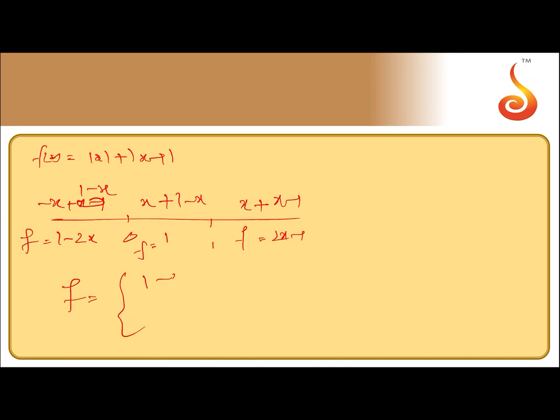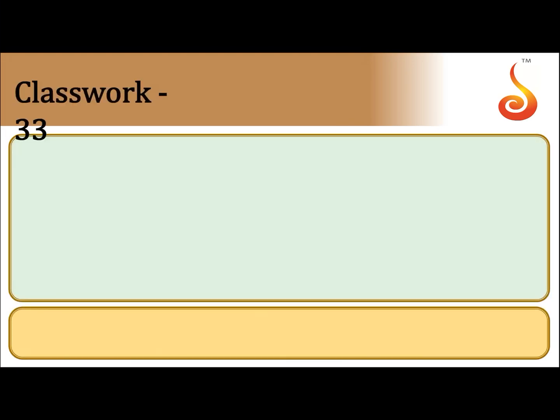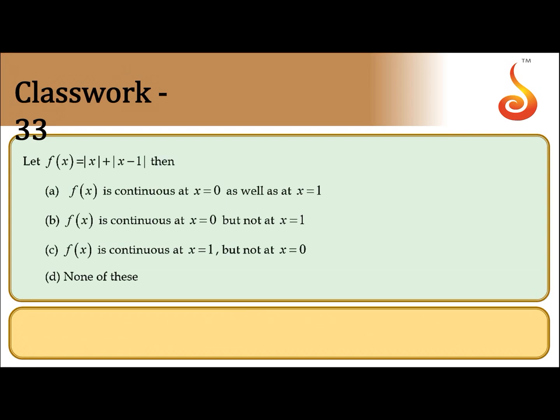So the function is equal to 1 minus 2x when x is less than 0, and is 1 when x lies between 0 and 1, and is 2x minus 1 when x is greater than or equal to 1. So clearly you can see that f of 0 minus is equal to 1 and is the same as f of 0 plus. At the same time, f of 1 minus is 1 and 2 minus 1, and that is equal to f of 1 plus. So it is continuous at point 0 and at point 1. So the answer for the problem is continuous at x equals 0 and at x equals 1.